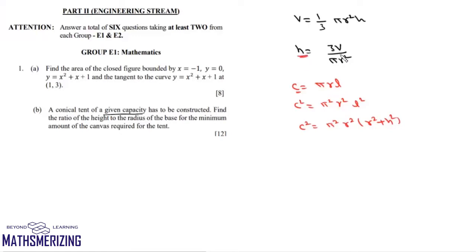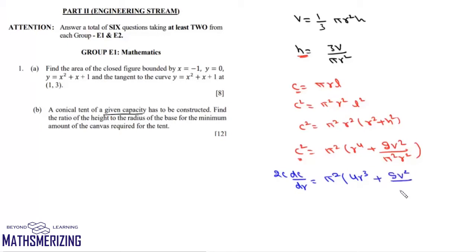Now we can write h as 3v upon pi r square. So we'll write C square as pi square times (r to the power 4 plus r square into h square), so there will be 9v square upon pi square r square. Now we'll differentiate C with respect to r. So we can write 2C dC upon dr as pi square times (4r cube plus 9v square upon pi square, and the differentiation of 1 upon r square will be minus 2 upon r cube), and it should be 0.